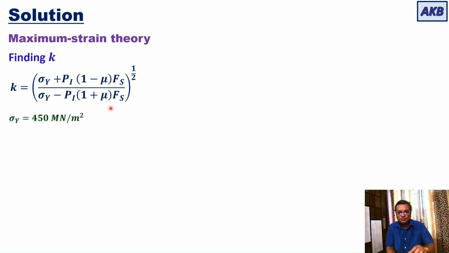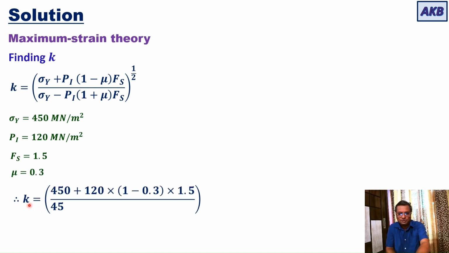So sigma y is 450 meganewton per meter square, pi is 120 meganewton per meter square, Fs is 1.5, mu is 0.3. Let us use the values. So K will be 450 plus 120 into 1 minus 0.3 into 1.5 divided by 450 minus 120 into 1 plus 0.3 into 1.5, the entire term raised to 1 by 2. So if you solve it, K will come out to be 1.63.